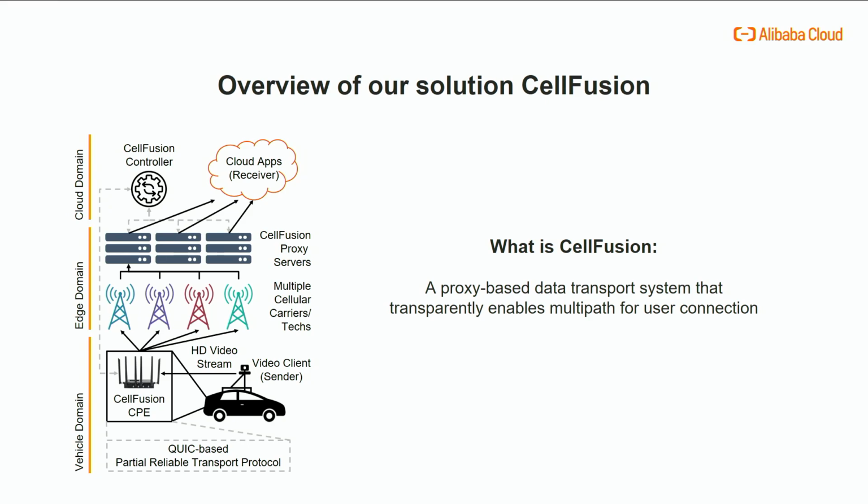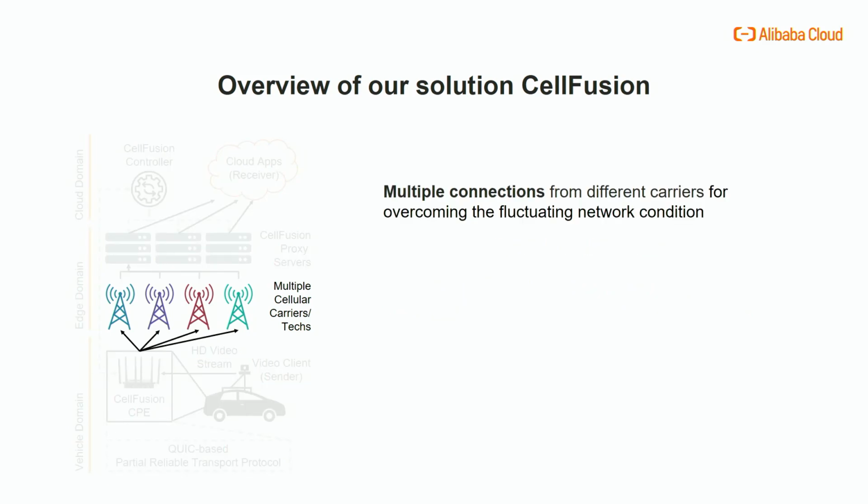CellFusion is our solution for closing the gap between the fluctuating network and the tight QoE requirements. CellFusion embraces the proxy-based architecture to transparently enable multipath for users. To practically address the network performance issues, 4 key components are included in CellFusion. The first one is multiple connections from different carriers. This is essential for overcoming the fluctuating network condition.